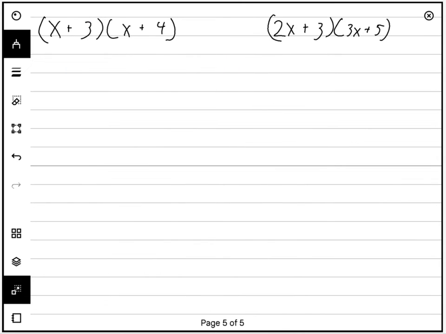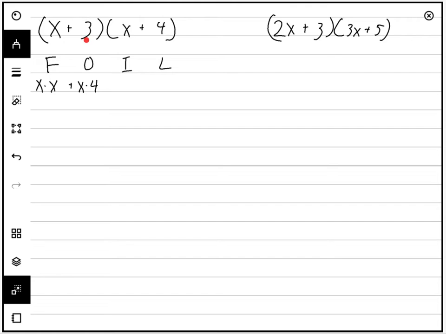Okay, our first example is x plus 3 times x plus 4. And our next example is going to be 2x plus 3 times 3x plus 5. Okay, so using FOIL, we're going to do the first values. Let me put F-O-I-L, just to demonstrate exactly what we're going to get. So first is going to be the x times x, plus the outside values, which are the x and the 4. So let's do x times 4.